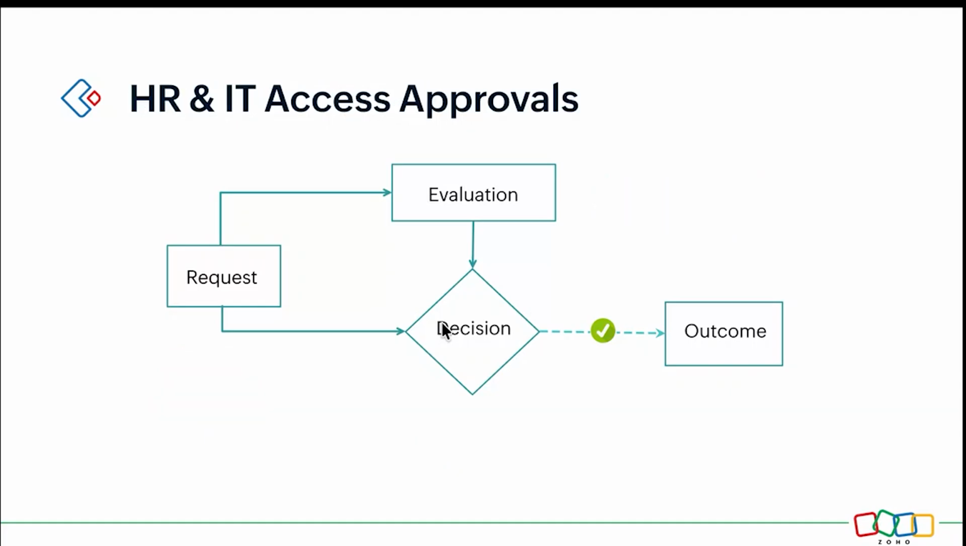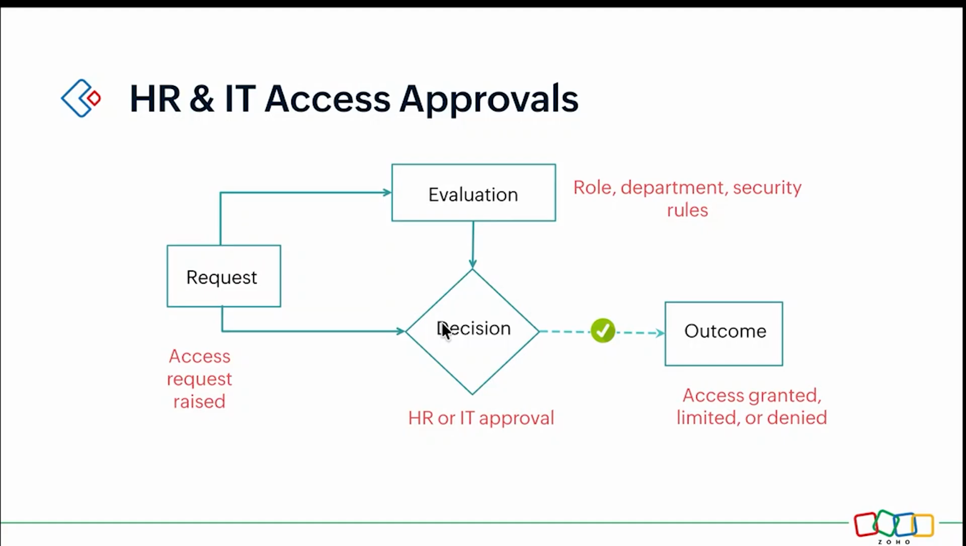Let's take one more scenario, HR and IT access. Similarly, whenever an access request is raised by an employee, it goes into evaluation. In this evaluation, we check the employee's role, department, the security rules, and so on. Depending upon the evaluation outcome, it goes to either the HR or the IT approval. Once the approval is done, either we grant access, provide limited access, or deny the access request itself. So you can see that in all the scenarios I discussed, the design or flow is the same for all decision-centric business processes.